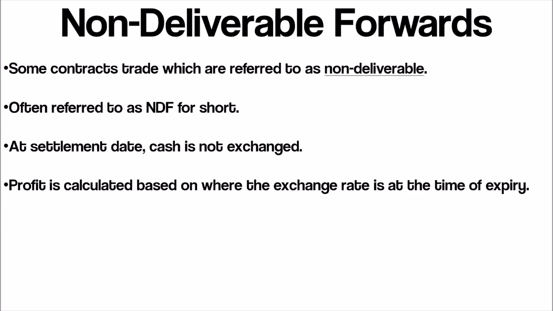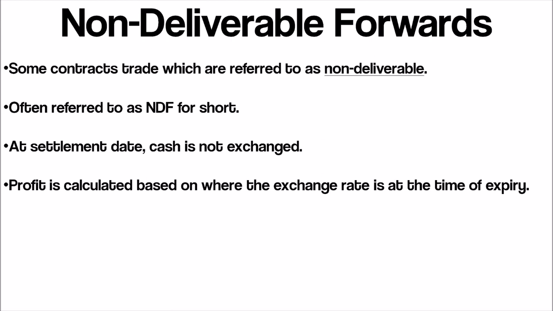However, there's some of these forwards which trade, and they're referred to as being non-deliverable. So what that means is when it comes to the settlement date, cash is not actually exchanged. So you have a forward or future position, but when it comes to the settlement date, you don't actually carry out the trade. And these are sometimes called NDF for short, non-deliverable forwards.